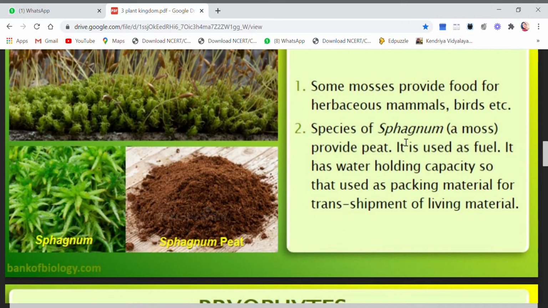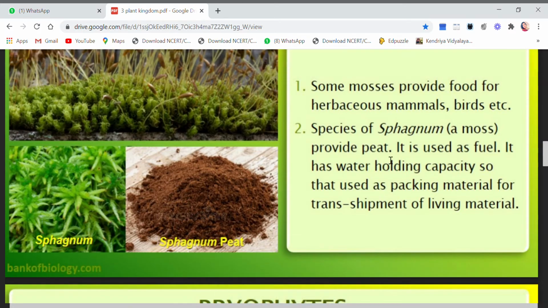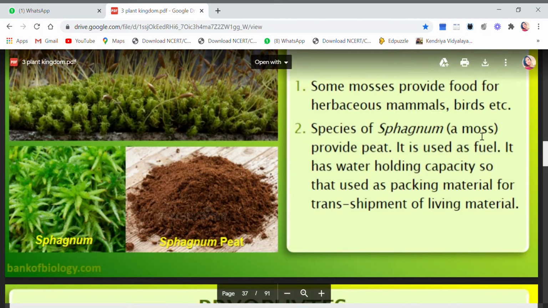Species of sphagnum, that is a moss, provide peat. Now you know there are various types of coal: anthracite, bitumen, peat. So peat is a kind which is derived from a moss, that is sphagnum. It is used as a fuel. Now, as I told you, it is a type of coal. So, of course, it is used as a fuel.